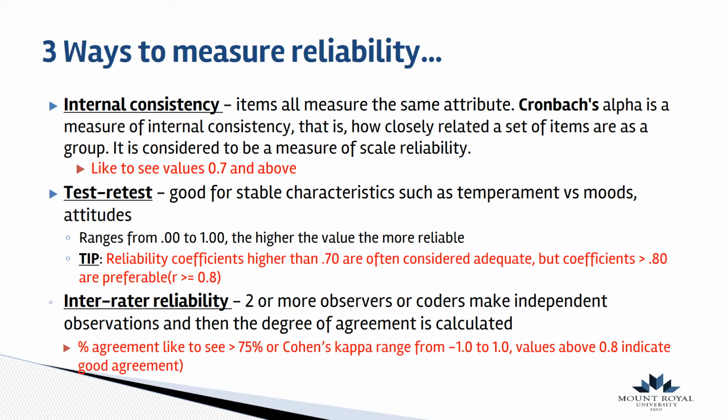And so the percent of agreement we like to see is greater than 75%, or Cohen's kappa ranges from -1 to 1. So once again, values above 0.8 indicate good agreement. So for all three of these, the best way to remember it really is 0.7 is acceptable, but 0.8 is ideal.